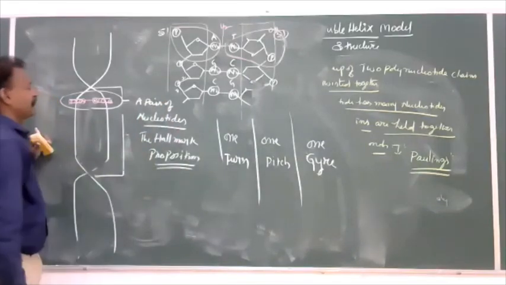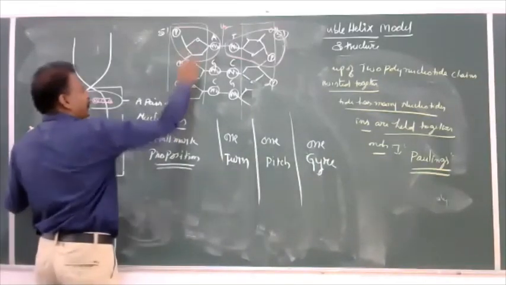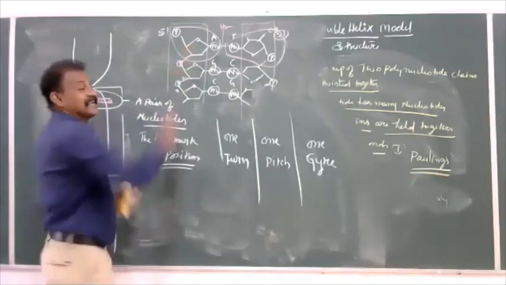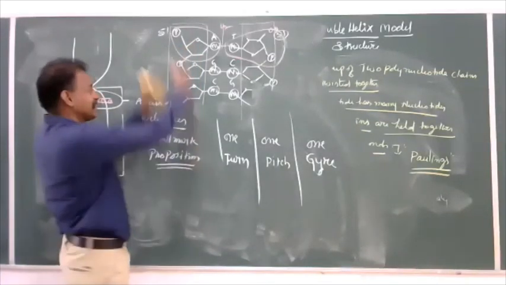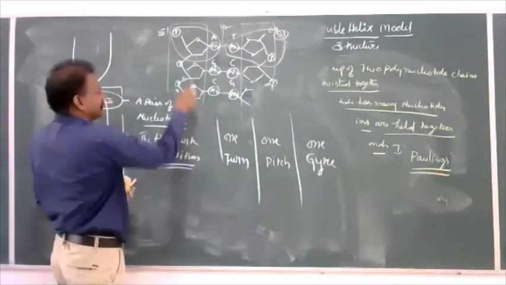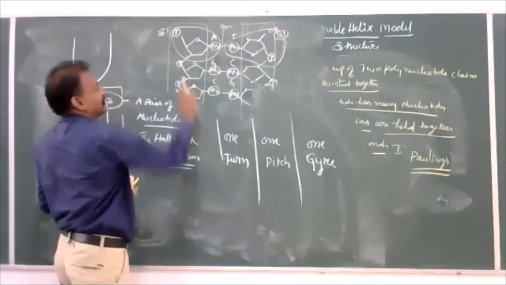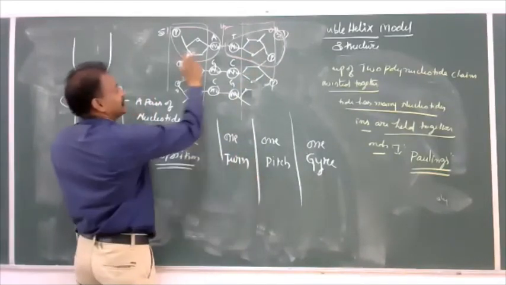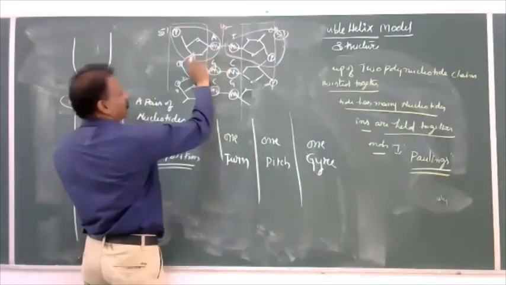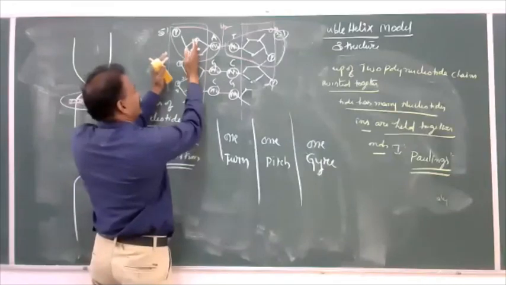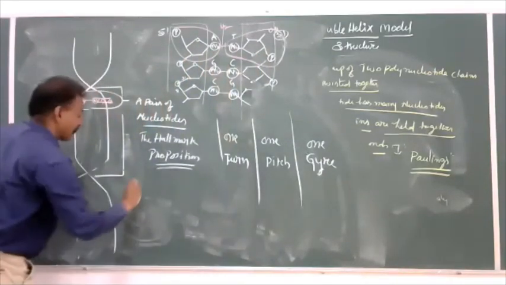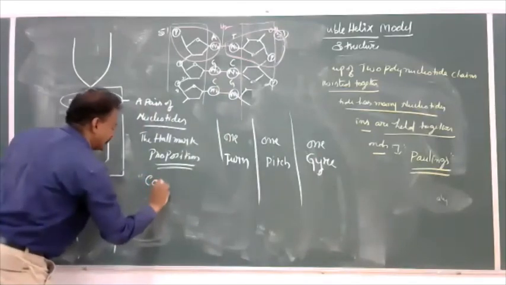What is a pair of nucleotides? We cannot say this is a pair of nucleotides in the same chain. These two are called adjacent nucleotides in the same chain. But these two nucleotides which are opposite, in one chain one nucleotide, in another chain another nucleotide, these two are called complementary nucleotides.